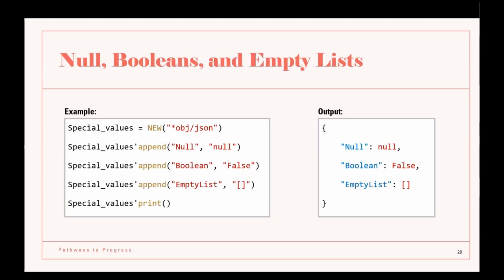I mentioned it before briefly, but we also have some special values that you can use. There are special cases for the null values, booleans, and empty lists. Each of these are simply passed in as a string, but when printed in the object data, you can see that these values will actually display without quotations. Now, to get these values back, you will need to use the get string, since these are technically strings.